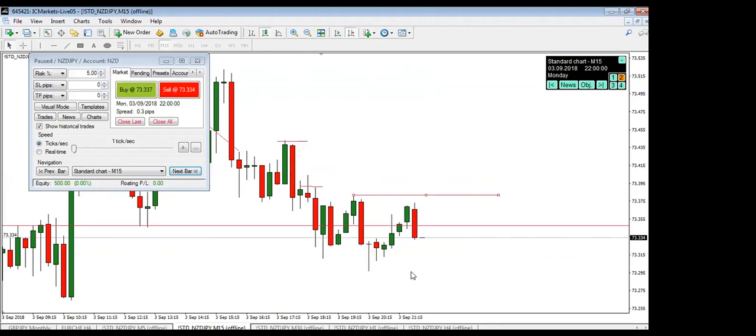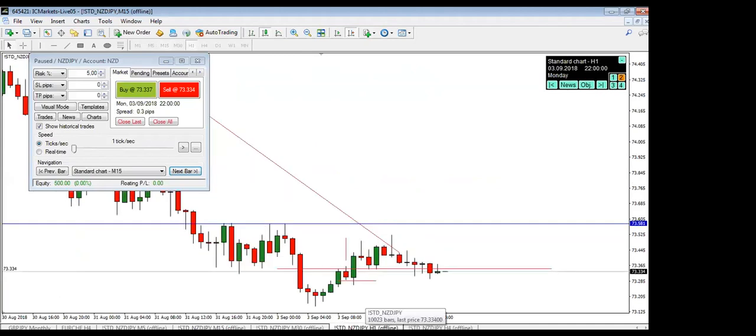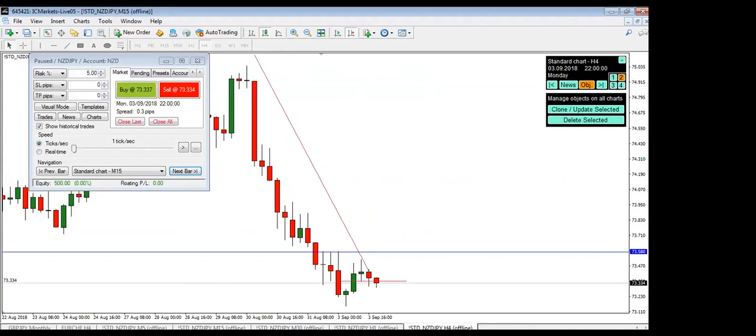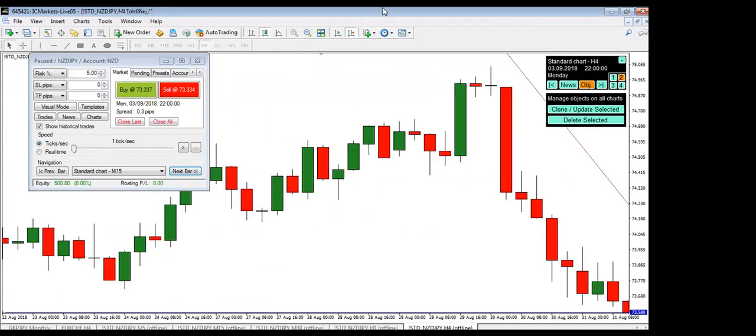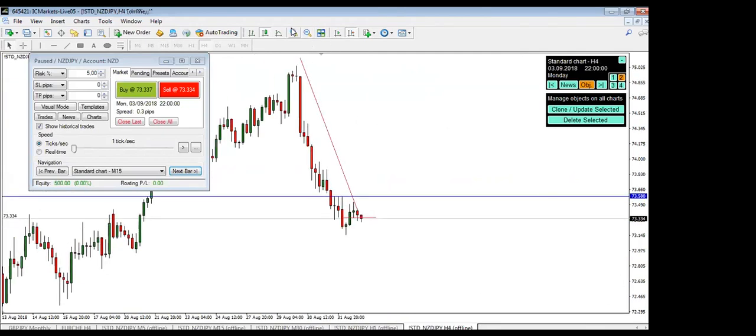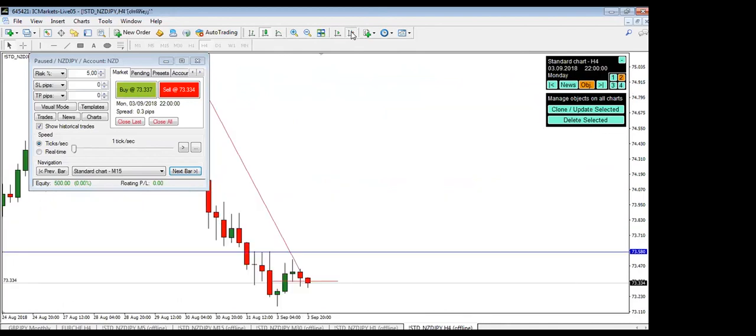Okay, let's see the 1 hour. Let's see the 30-minute. Let's see the 4 hour. This is what it looks like. You know, I don't want to push you into this trade. We have the lower high. We have the momentum push. I don't think we have enough momentum.